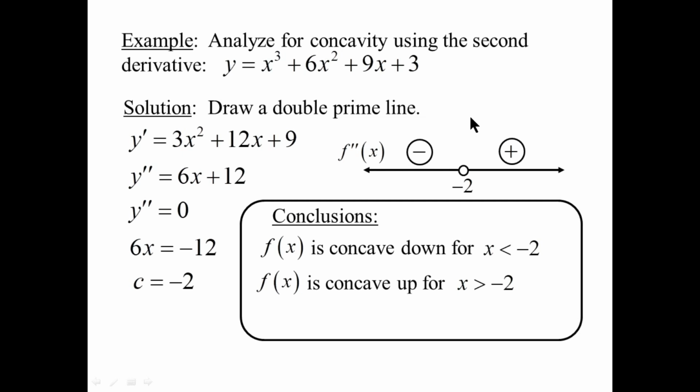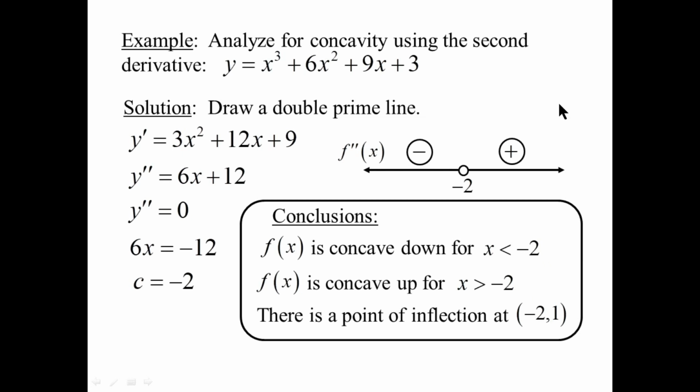And there is a point of inflection. When x equals negative 2, the concavity is changing. And so to get the y value, we'll take negative 2 and substitute it in here, because this is where y values come from. They come from the original function. So we have a point of inflection.